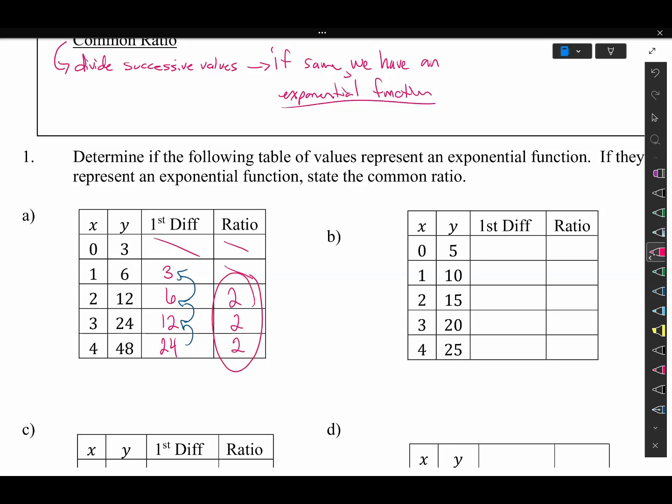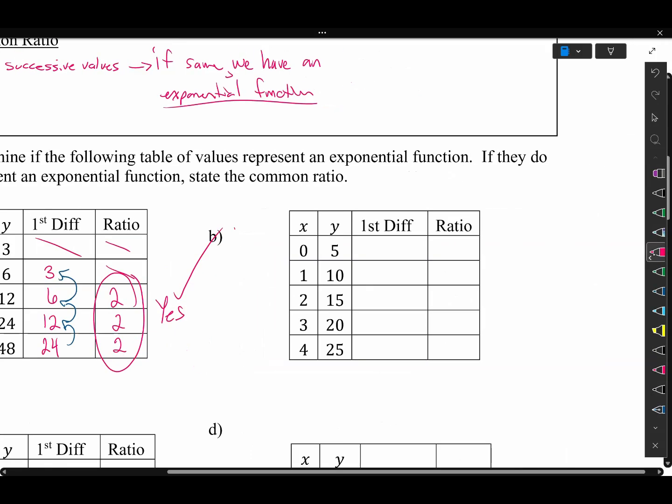And again, we divided in order to get these. These are the values. If these are the same, we have ourselves an exponential function. So we could say at this point, yes, this is an exponential function. Good job. Part B, we're going to try.